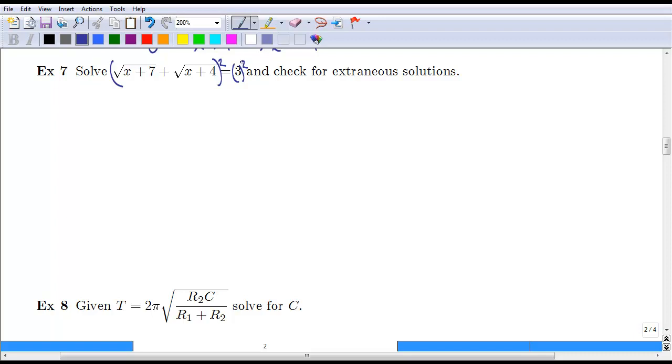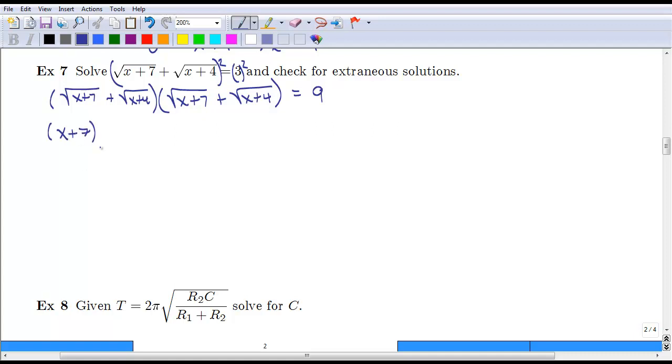But we're going to have to essentially multiply these radicals together. Again, think about this as being the square root of x plus 7 plus the square root of x plus 4 times the square root of x plus 7 plus the square root of x plus 4. And then this is going to be equal to 9 in this case. So if we were to multiply this out, the square root of x plus 7 times the square root of x plus 7, those are the same thing. So we just get x plus 7. And I'm going to put it in parentheses just so we remember that it was from that term.